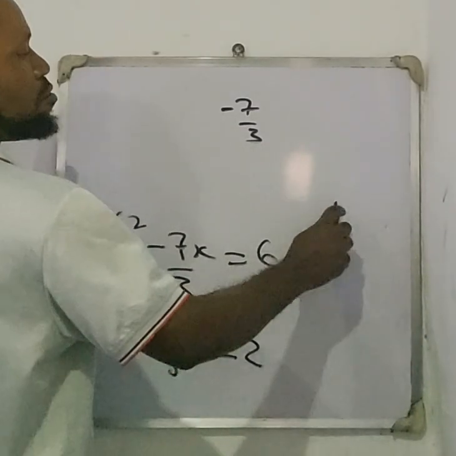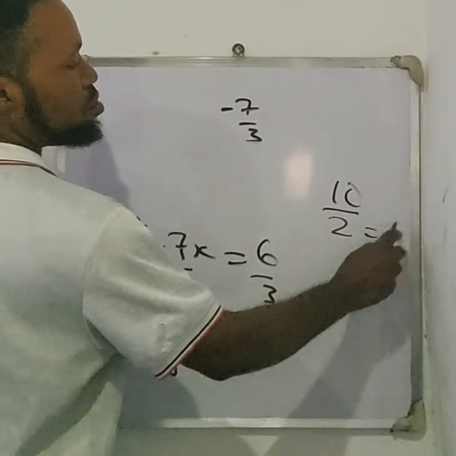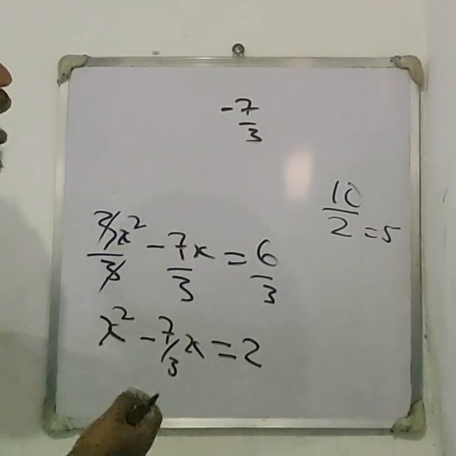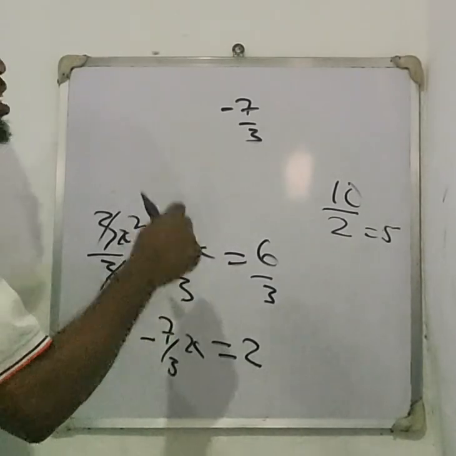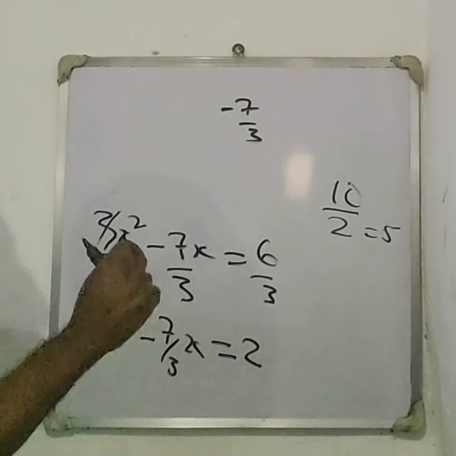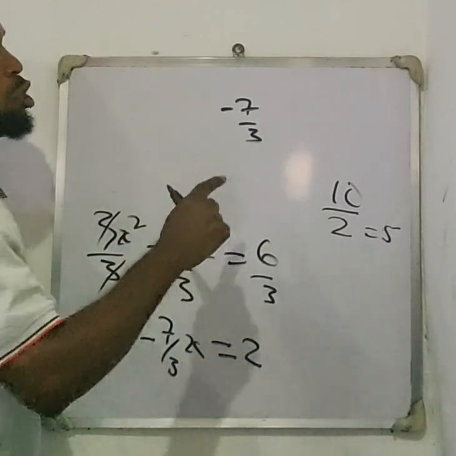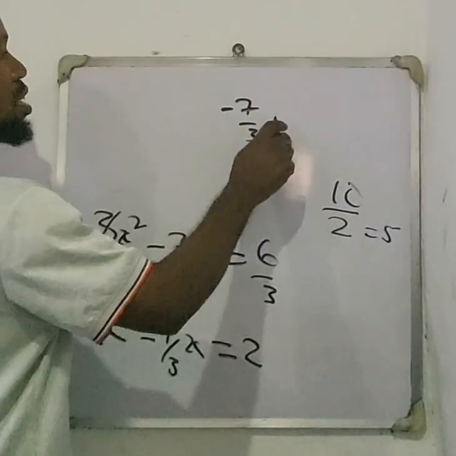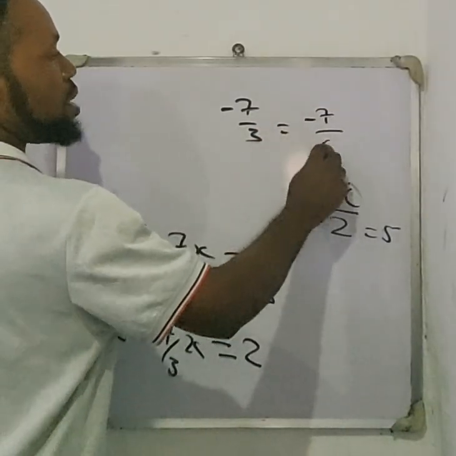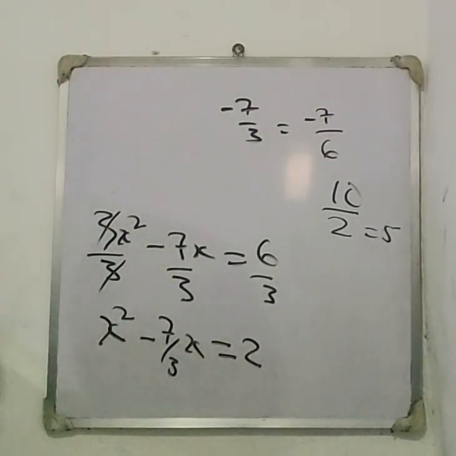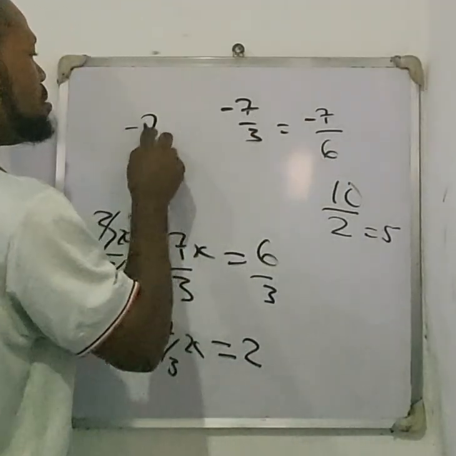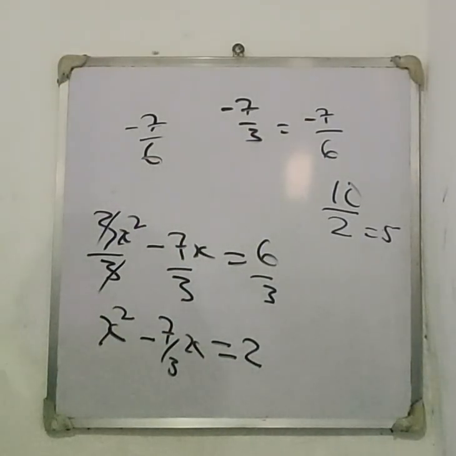If you're looking for the half of 10, it's a whole number. Half of 10 is just 10 over 2, then you have 5. When it comes to fractions, students find it difficult to get the half of a fraction easily. Now, to get the half of a fraction, what you have to do there, multiply the denominator by 2, then the half is ready. So minus 7 over 3, the half will be minus 7 over 6. Just multiply the denominator by 2, then you got what you are looking for. So from minus 7 over 3, we have minus 7 over 6. That's the second thing you do.